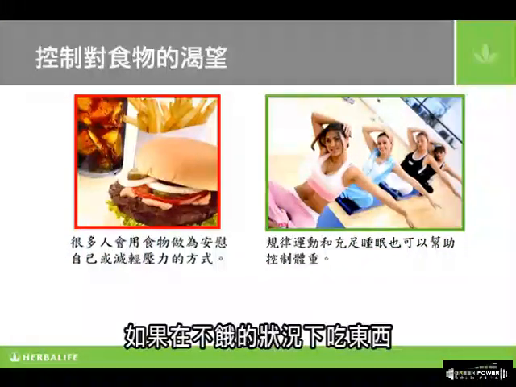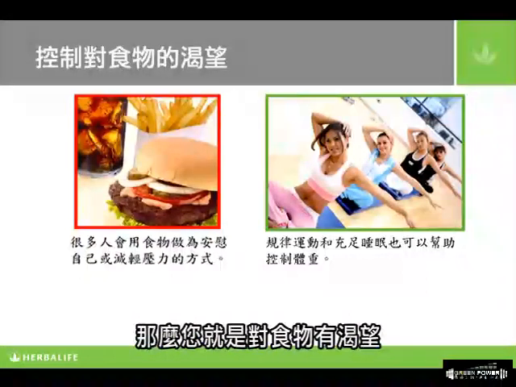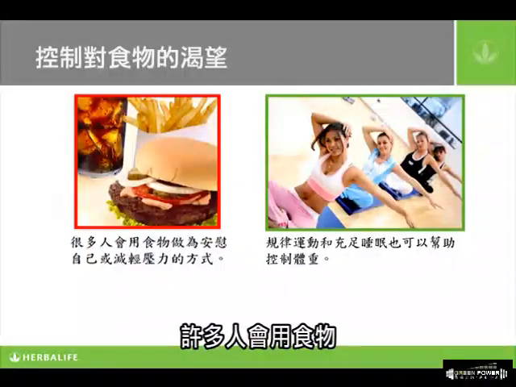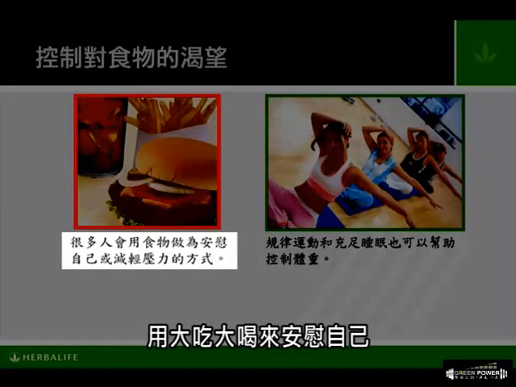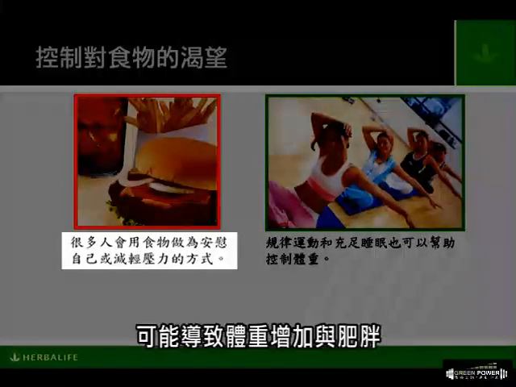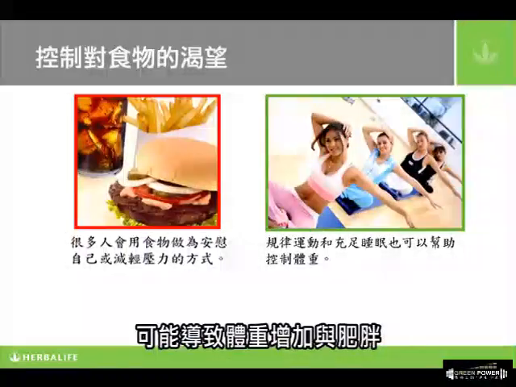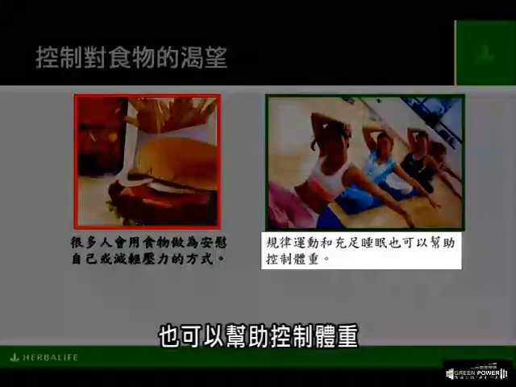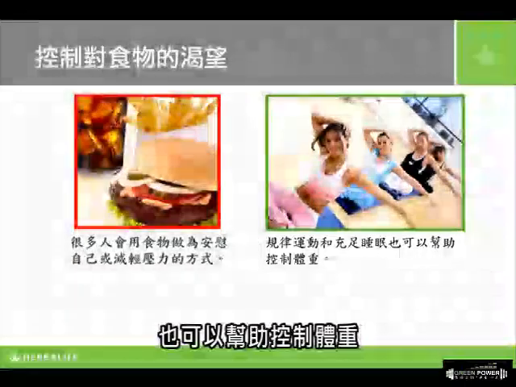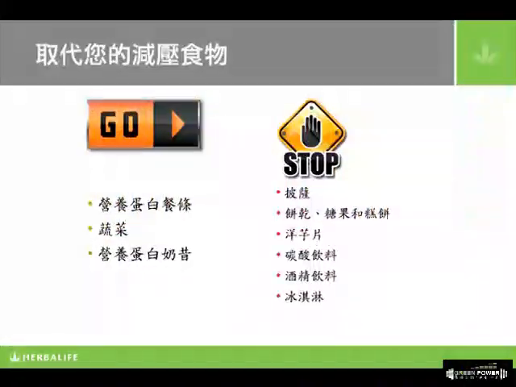If you eat when you are not hungry, you are having food cravings. Many people use food as a comfort or stress reducer. The habit of eating comfort foods every day can lead to weight gain and obesity. Exercising regularly and getting a good night's sleep can also help keep your weight in control.